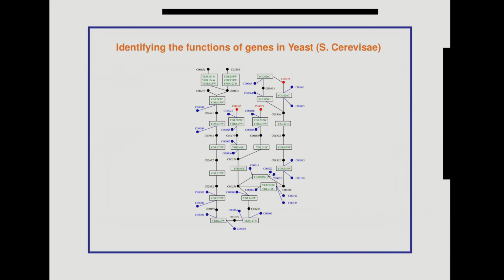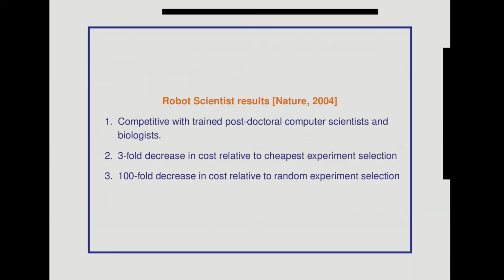So here's more detail of the S. cerevisiae network and the various different parts of it. There are four main products that are being generated.